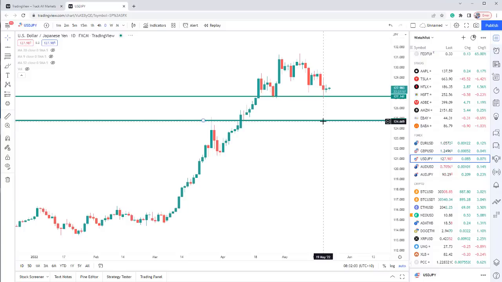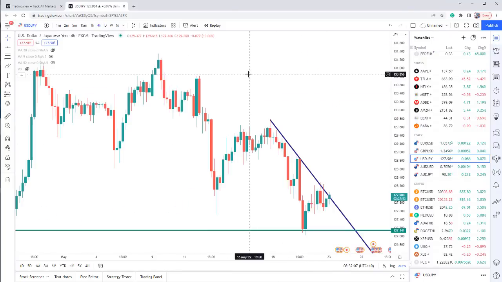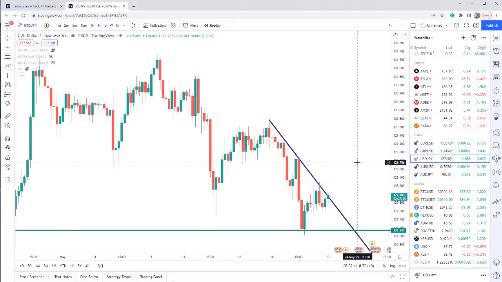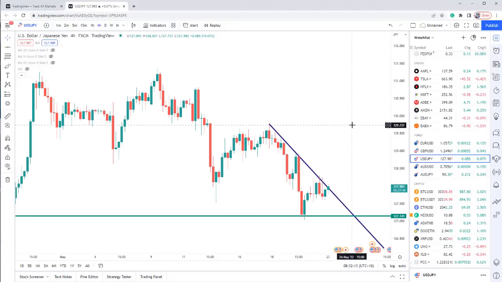Actually, I'll just give you an update. I'm really still focusing on this. What's this? Man, USD JPY. I'm losing it today.